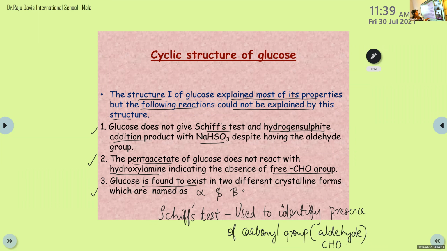The structure suggested by Fischer is considered an open chain structure, right? But it could not explain the following reactions. First one, Schiff's test, then reaction with sodium hydrogen sulfite, then reaction with hydroxylamine, then glucose exists in two different forms. These reactions could not be explained with the help of the open chain structure suggested by Fischer. That's why we are moving to the cyclic structure of glucose.